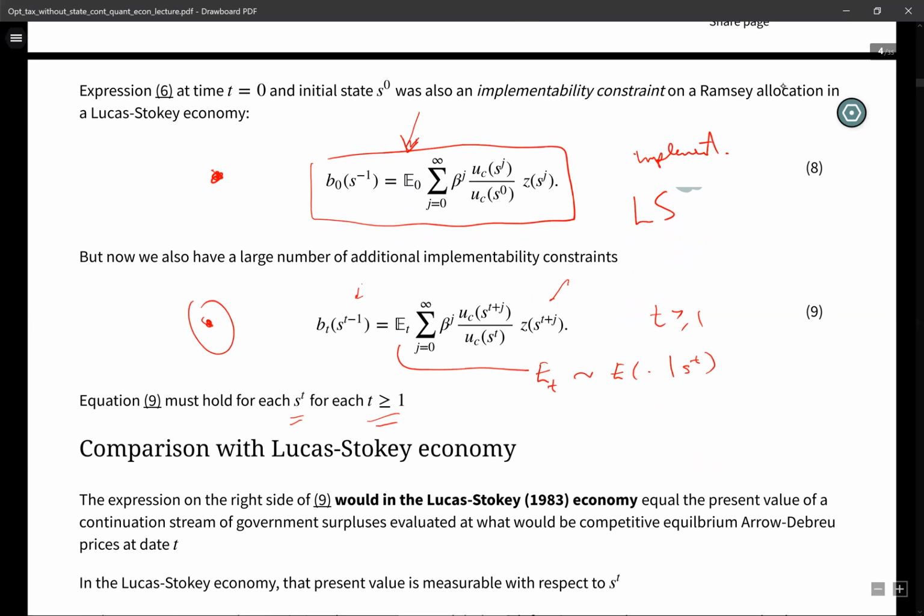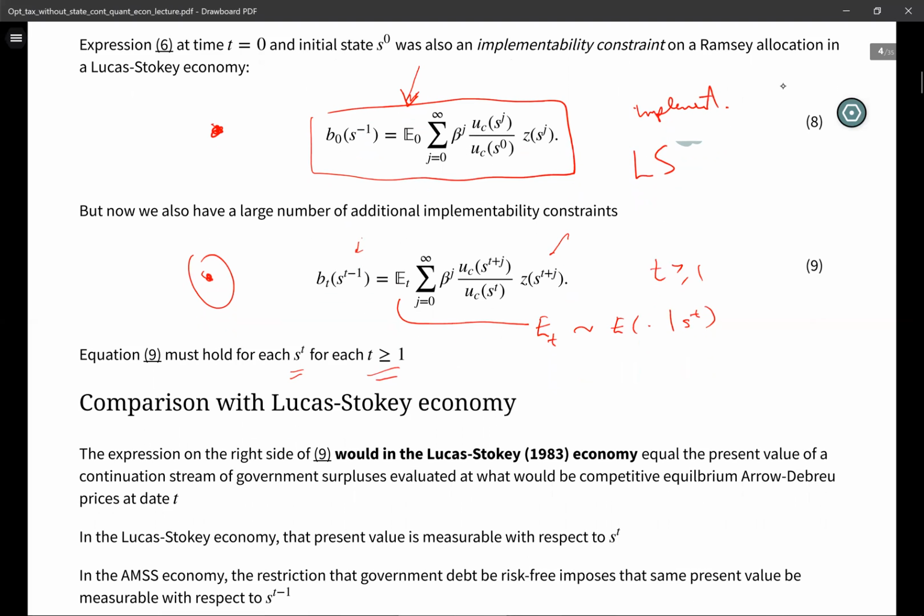And Chari and Kehoe, in their 1990s paper, must have recognized this and said, this is a huge number of additional implementability constraints, and it seems to complicate the problem relative to the nice Lucas and Stokey characterization.